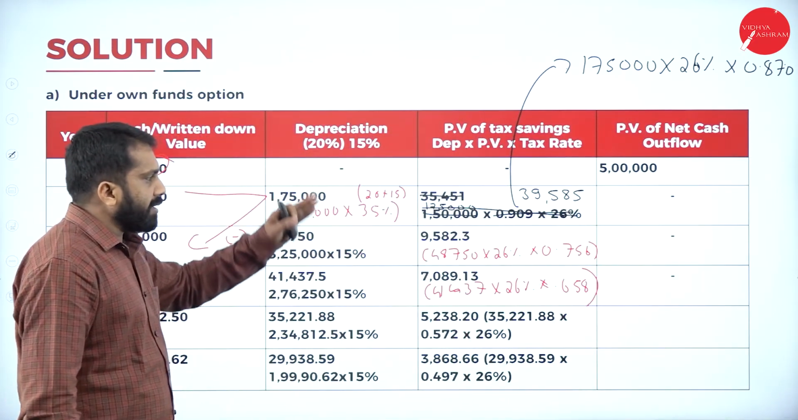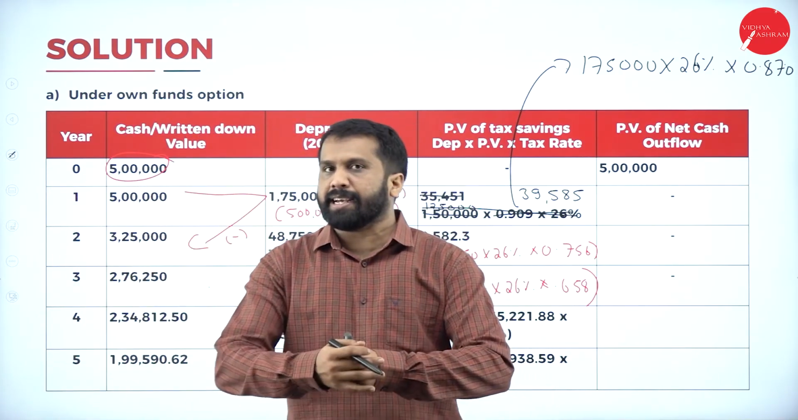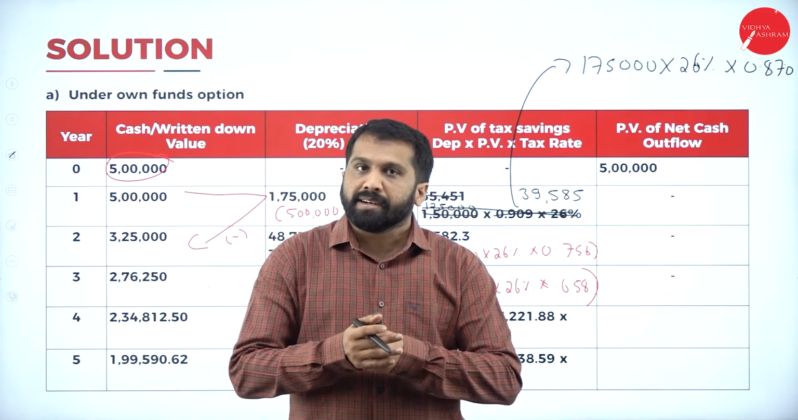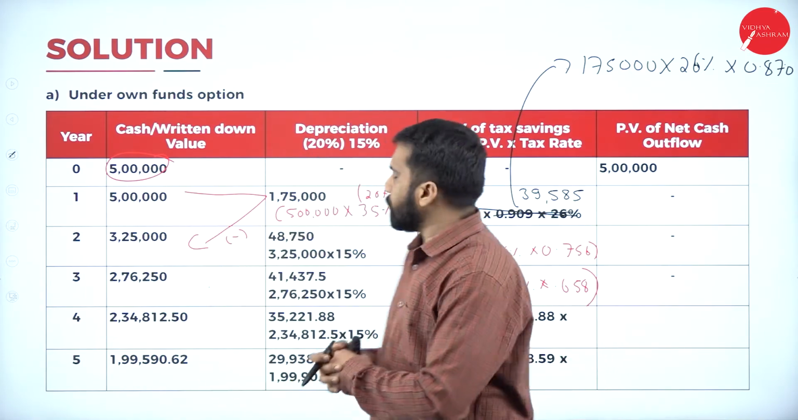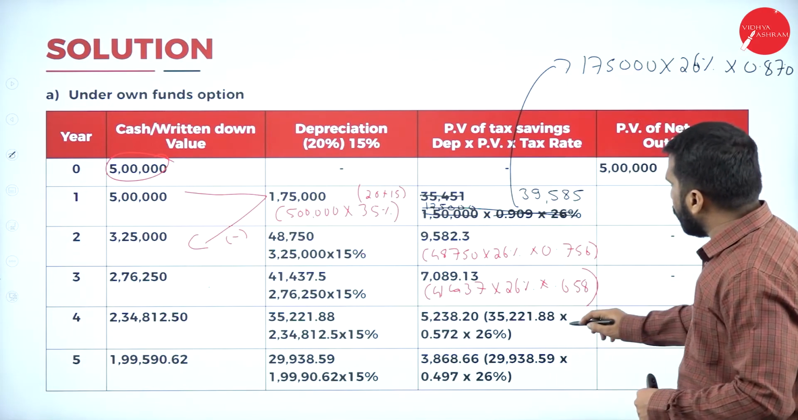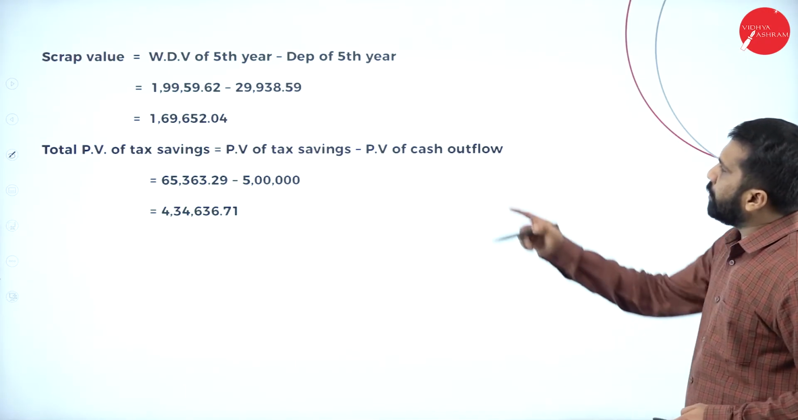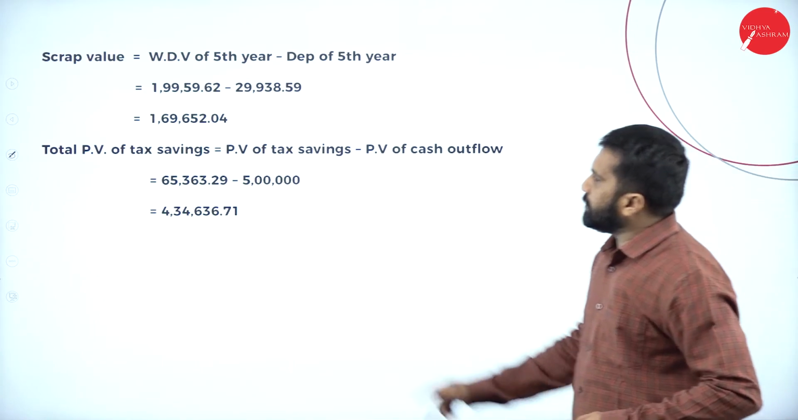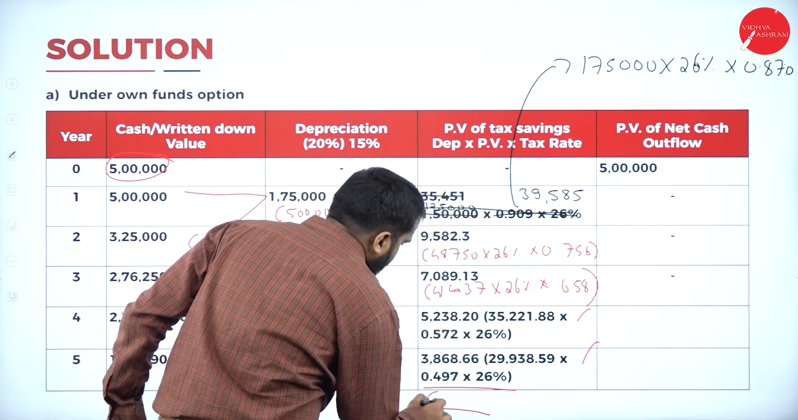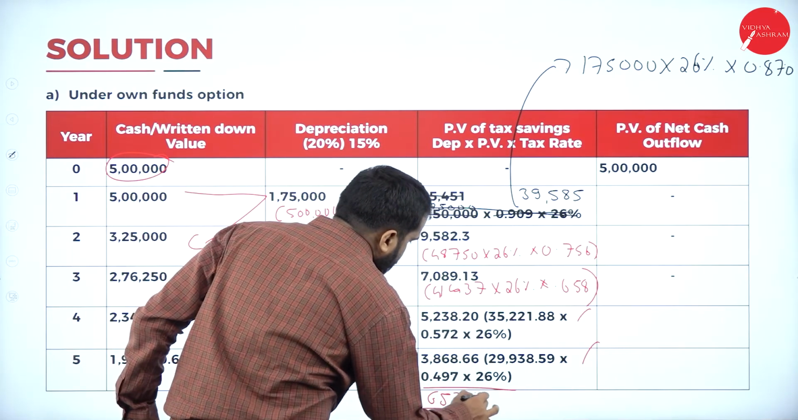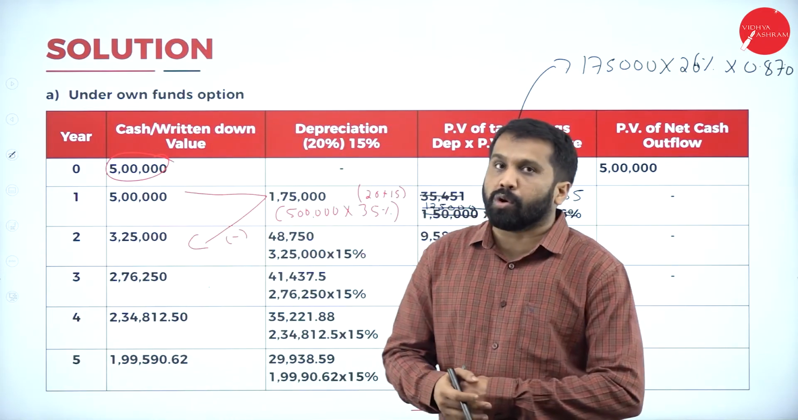If you did not understand this properly, nothing to worry. In the offline classes, we'll explain it again. But try to understand by working, then only you will understand better. Now, if you do all this calculation, you will get these things. And your total will be 65,363. So this is all your own fund.